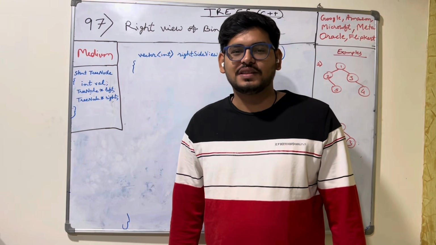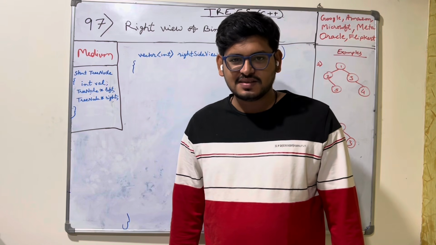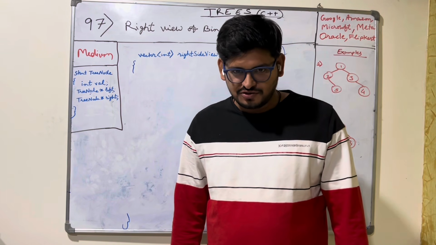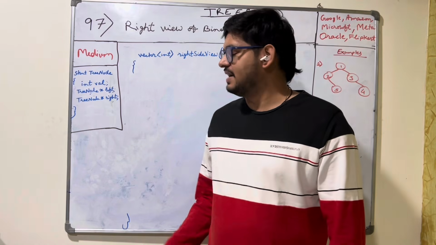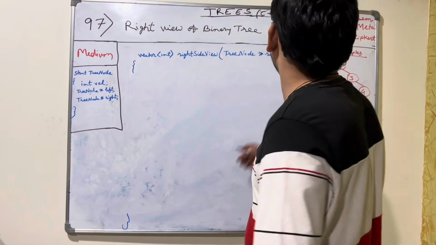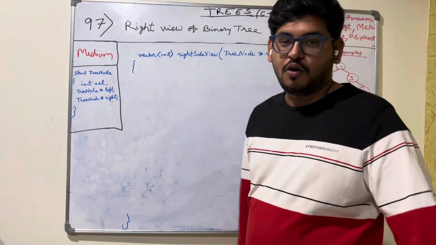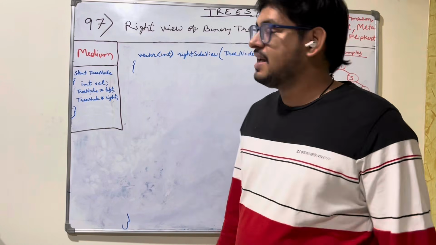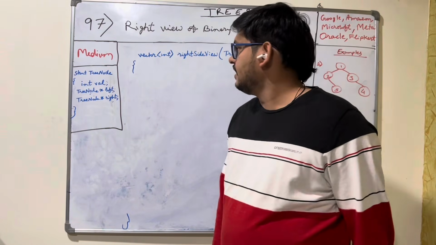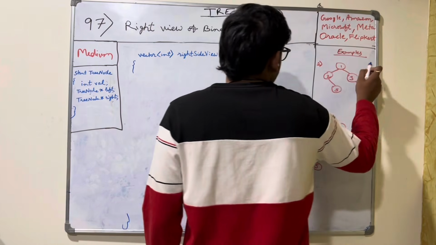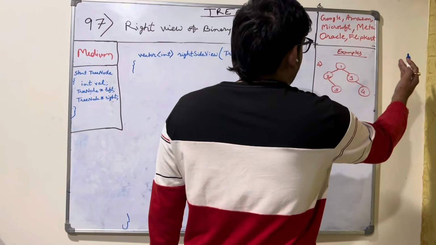Today we are going to solve the 97th question of the problem solving series and the 7th question of the topic tree. The difficulty level for this question is medium and this question has been asked in Google, Amazon, Microsoft, Meta, Oracle, Flipkart and many other companies. Right view of binary tree. So we are given a binary tree and we need to find its right view.